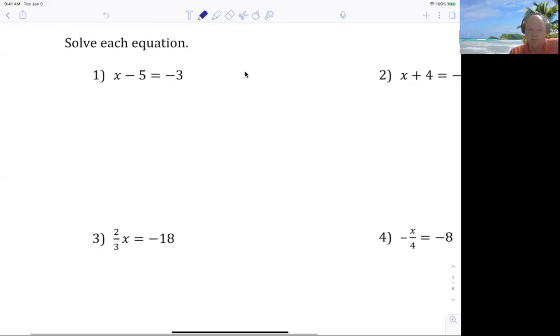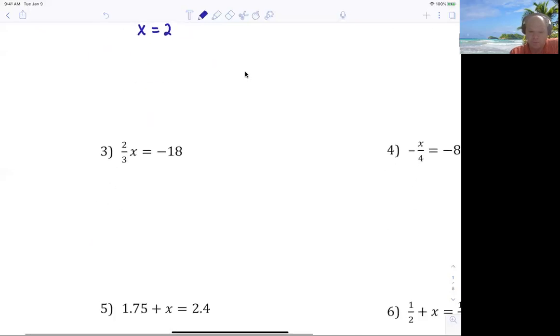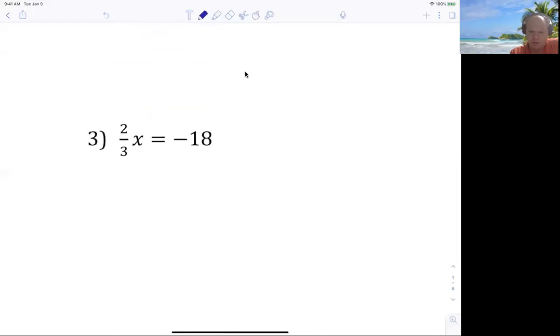Question number one. All right, the first couple are basic, straightforward. Undo subtraction, we add 5 to both sides. So x equals 2. Next equation, we multiply by the reciprocal to undo a fraction. So we're going to multiply by 3 over 2, multiply by 3 over 2.